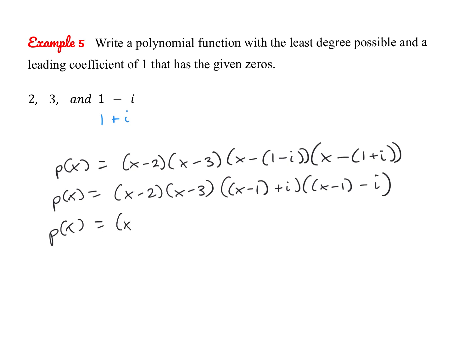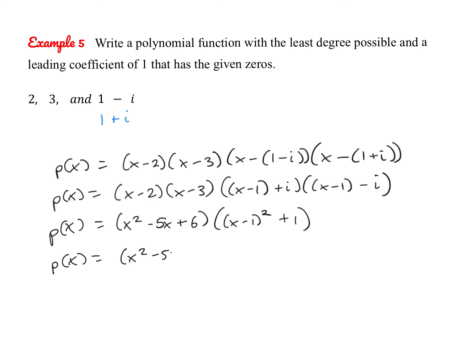So we have x squared, and then we have minus 3x minus 2x, so minus 5x plus 6. And then here we have x minus 1 squared. That's x minus 1 times x minus 1. And then here we have negative i times x minus 1 plus i times x minus 1. So those will cancel out. And then all I have left is negative i squared, which is just plus 1. All right, let's continue simplifying.